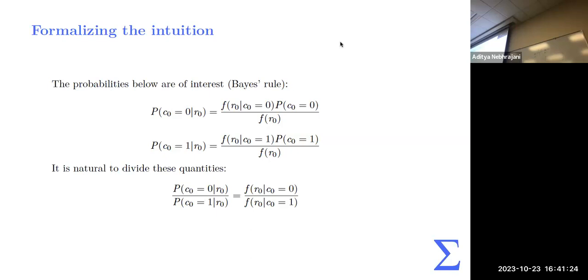This f over here is just the conditional normal distribution. It's the distribution of R0 given that C0 is 0, and the distribution of R0 given that C0 is 1. And this still represents belief, it's just a ratio.